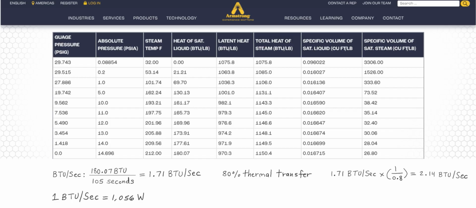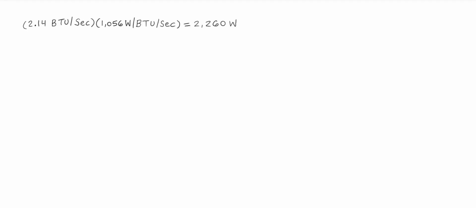So we know 1 BTU per second is 1056 watts of power. So if we multiply 1056 times 2.14, we calculate 2,260 watts of thermal power. So that's the heating element.